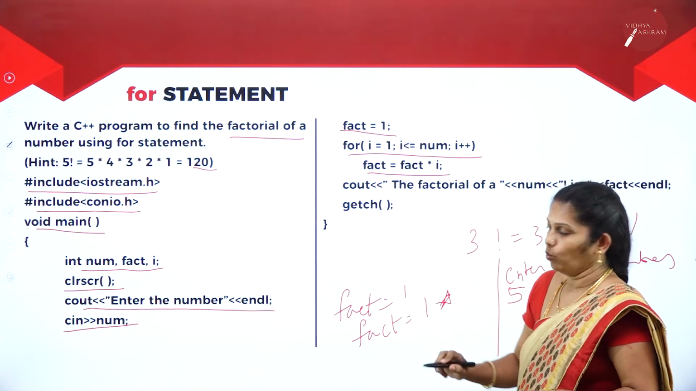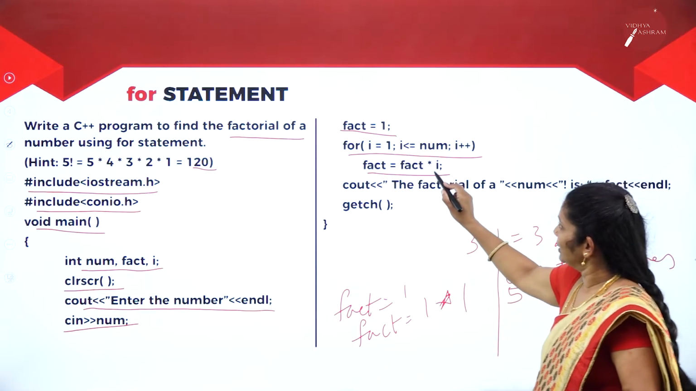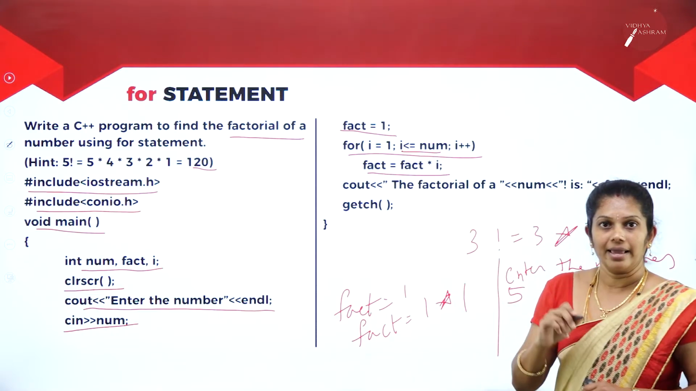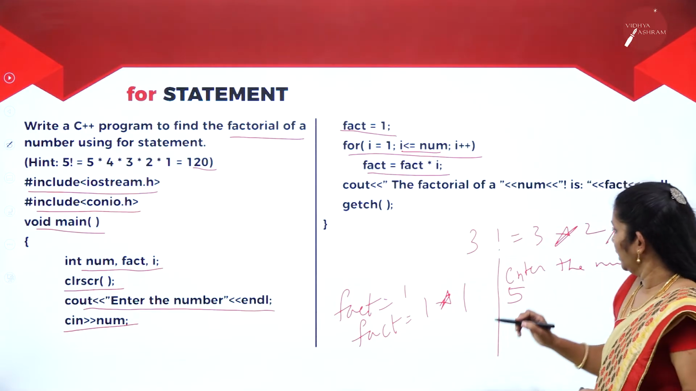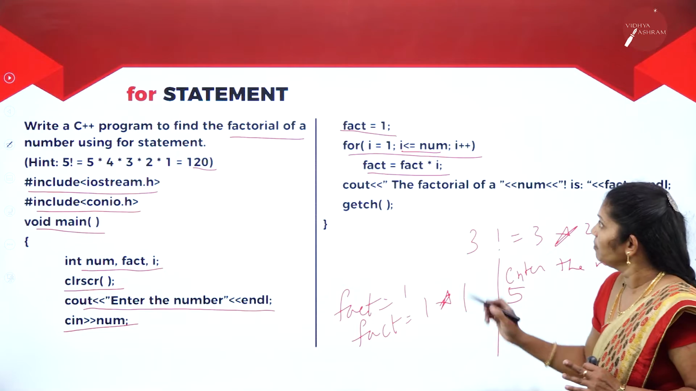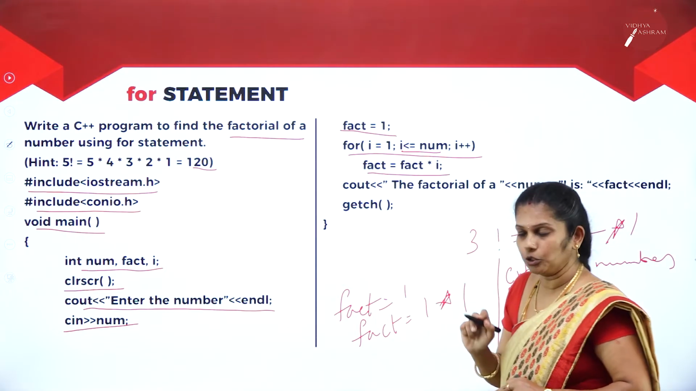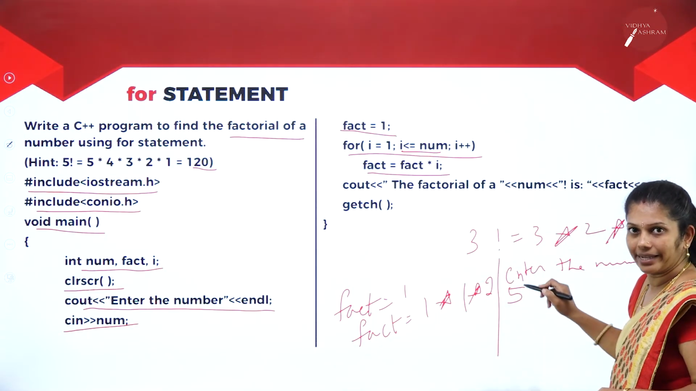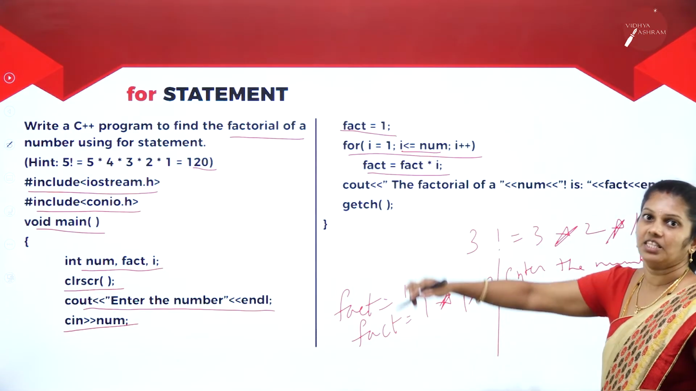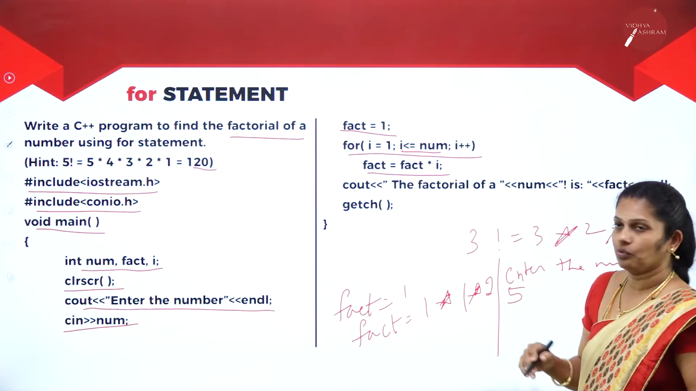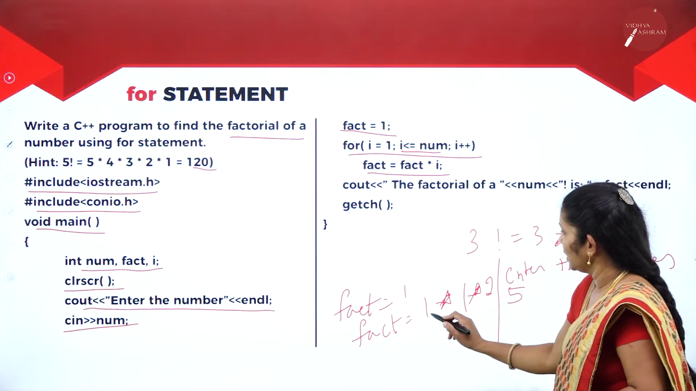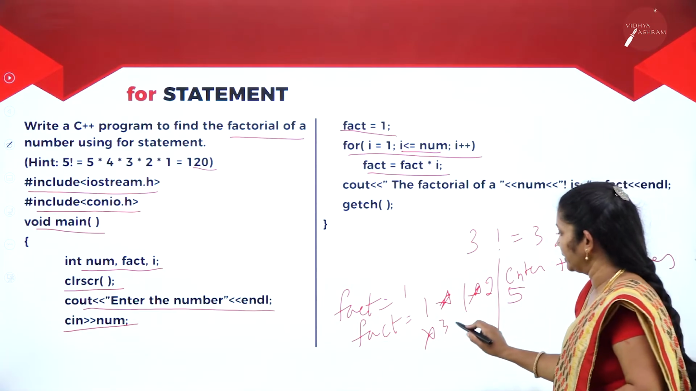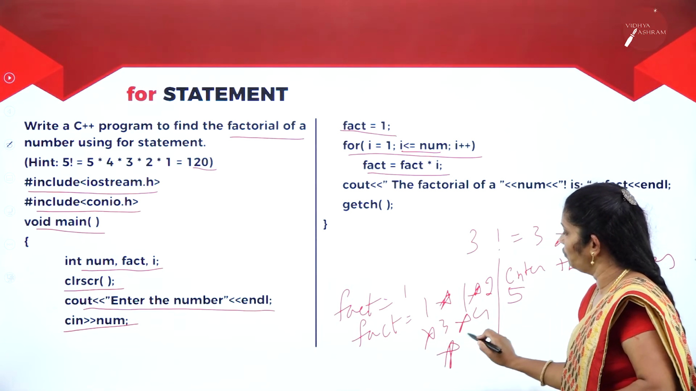First it will take i as 1. Then once again it will go back to the loop. It will check the condition whether i is less than or equal to num. Here in this case we have given 5. Then the condition is satisfied, and it will enter the loop once again. Now i becomes 2. Then once again it will execute the statement, go back to the loop, and check the condition. Now fact equals 1 into 1 into 2 into 3, then once again into 4, next into 5.